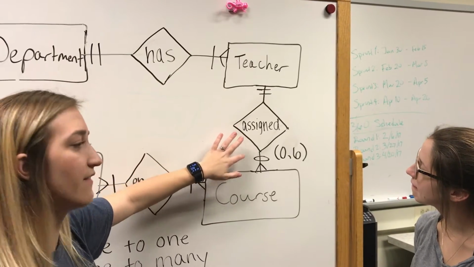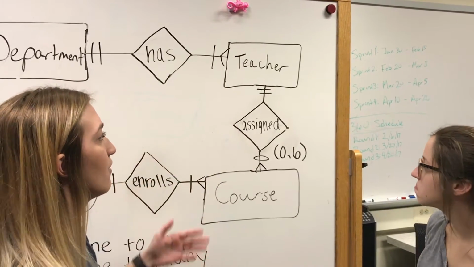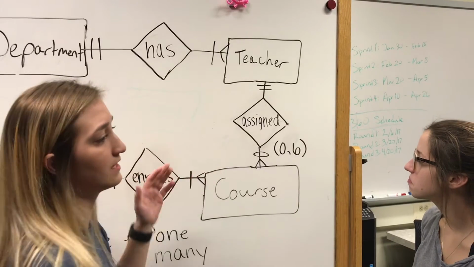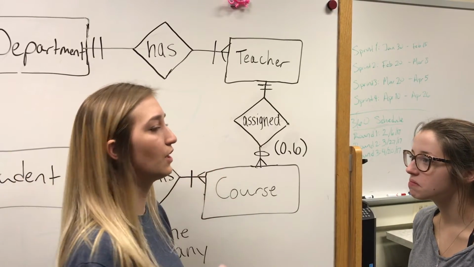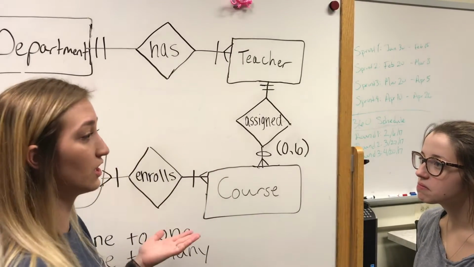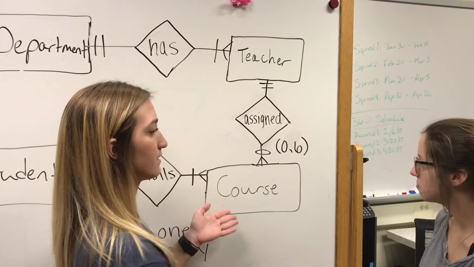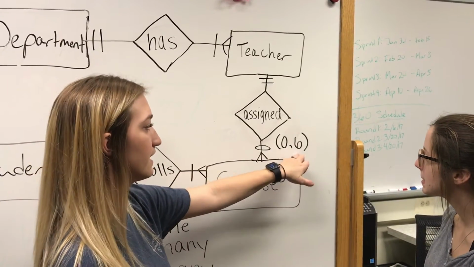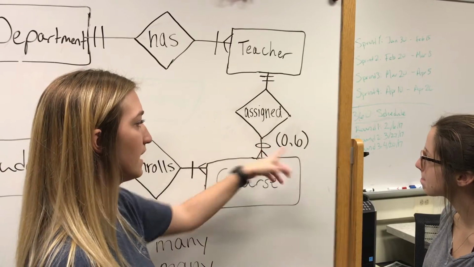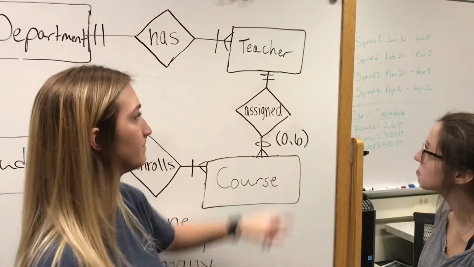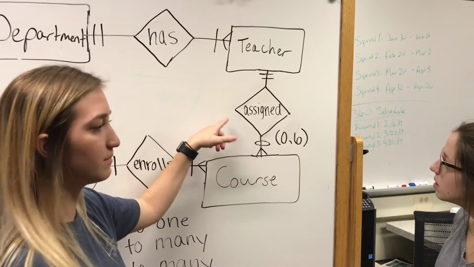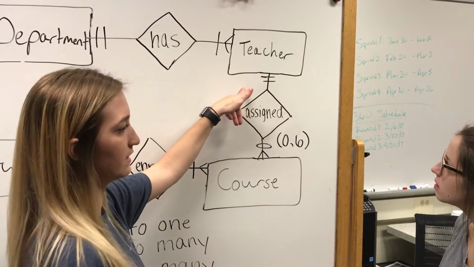Okay. So right here, we have a teacher assigned to a course. Now, as you can see, we have an optional to many relationship. Now, this is because a teacher doesn't have to be assigned to a course if they're working here. So if they're doing research or if they're not teaching a class, obviously they're not going to be assigned to a course. Okay. And that's what this means. 0 to 6 is a label that we have to show how many the max is and what the min is. Okay. So now, a course has to be assigned to one teacher and only one teacher.